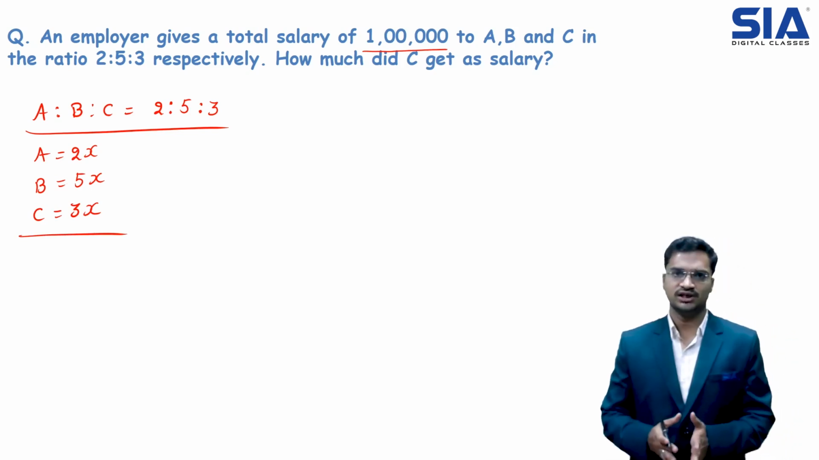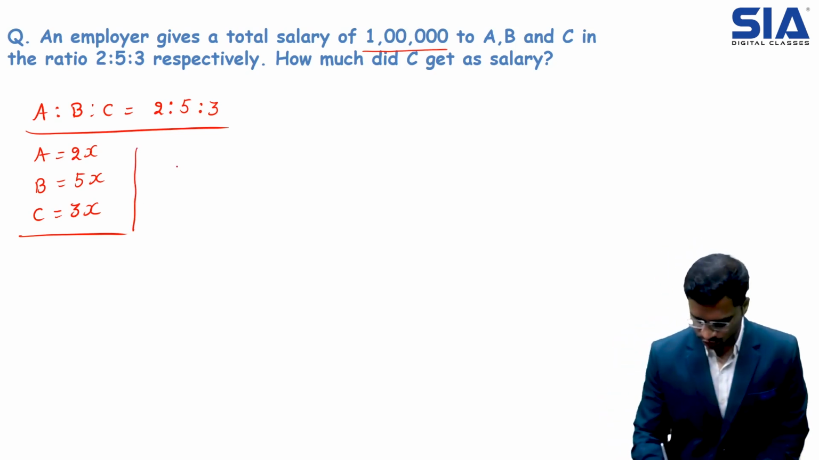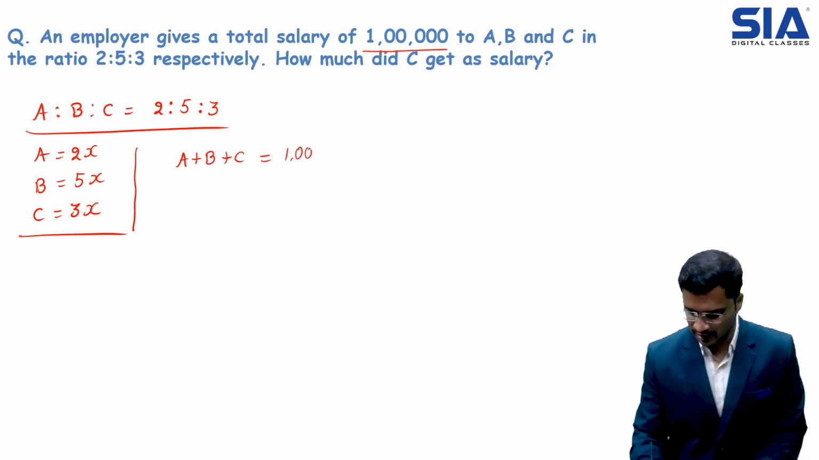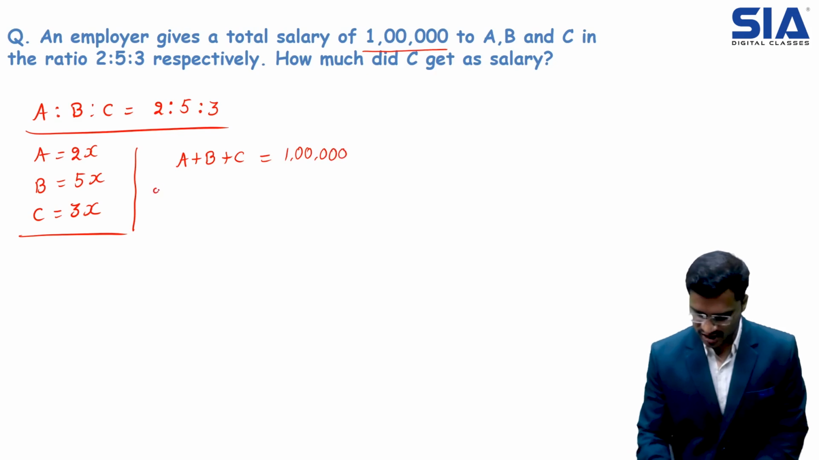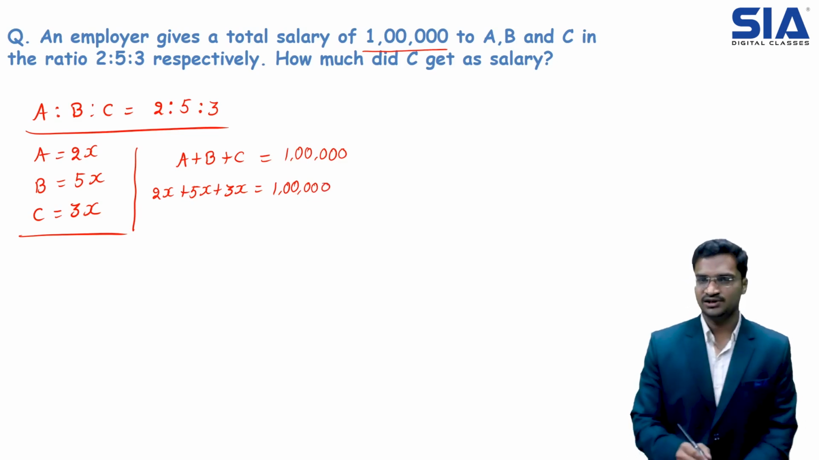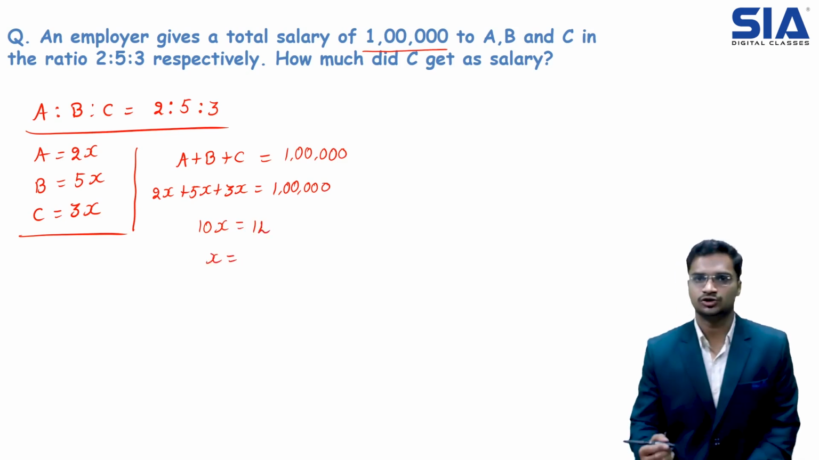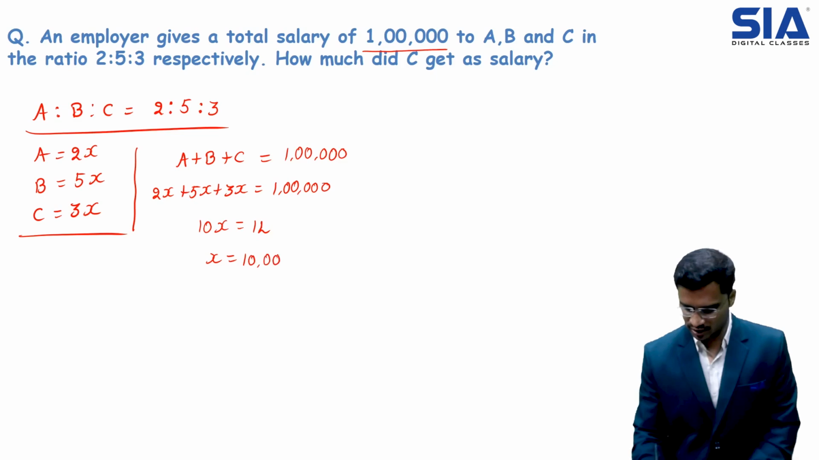Now here in our question it is given that A plus B plus C is 1 lakh rupees. So A is 2x, B is 5x and C is 3x, which is equal to 1 lakh rupees. 5 plus 3 is 8, 8 plus 2 is 10. So 10x is equal to 1 lakh. Then the x value is how much? The value of x is 10,000.